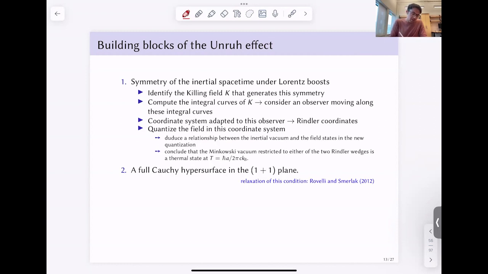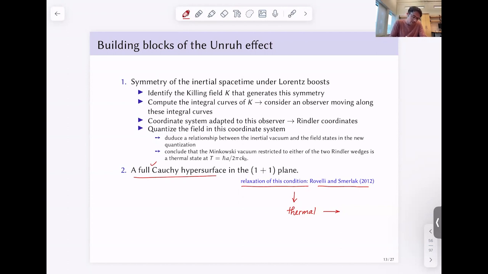And the second requirement which goes into such a computation is that you have a full Cauchy hypersurface in the time and space dimension along which you are considering the Lorentz boost. This condition was relaxed and studied in this paper, where a mirror was introduced at z equals zero, and it was shown that the transition rates of the atom can still show a thermal character, but there might be other properties of the atom which will be able to distinguish between the situation where you have the full Cauchy hypersurface and the other situation where you do not.